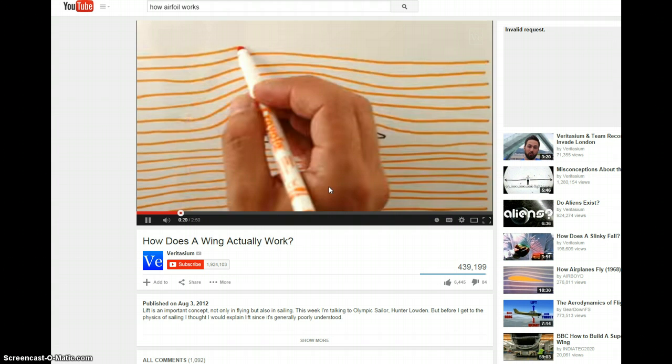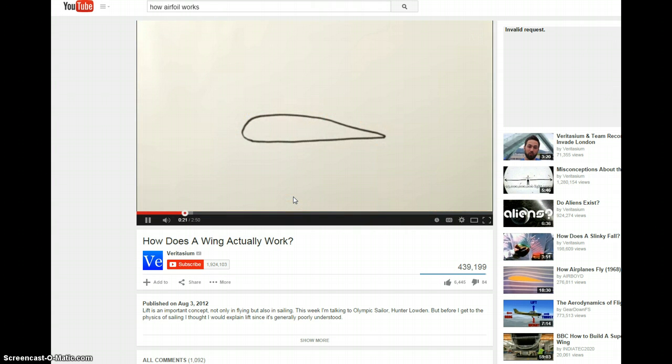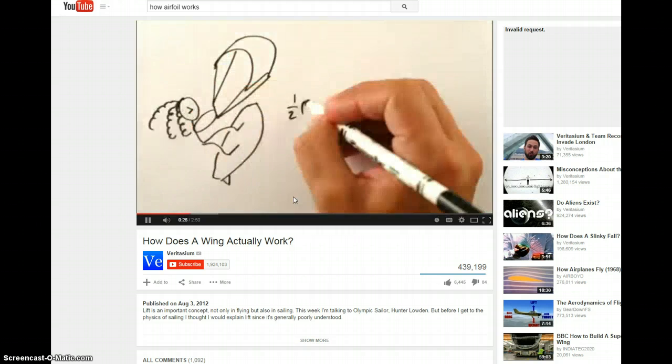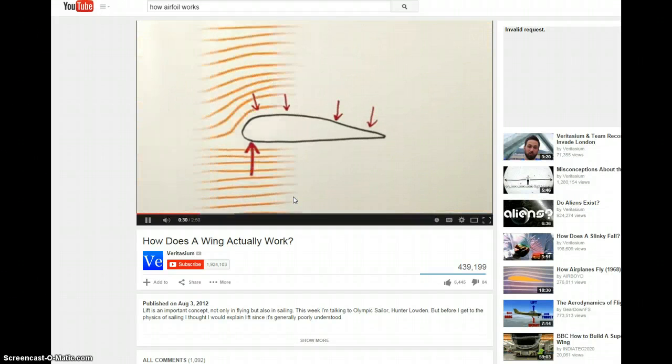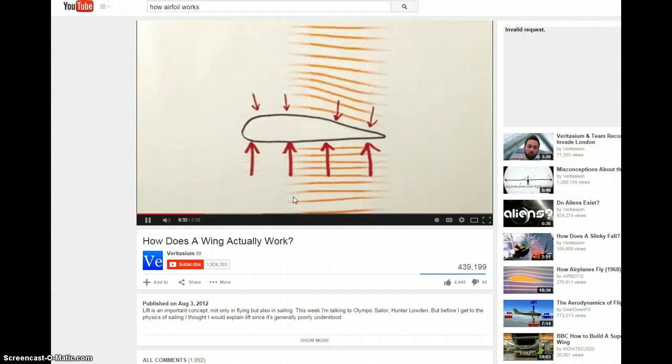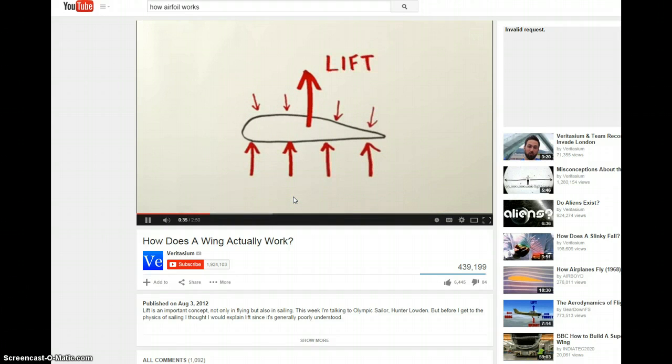The wing must go faster than the air underneath so that both streams meet up simultaneously at the trailing edge. According to Bernoulli's principle, faster flowing air exerts less pressure than the slower air beneath the wing. This pressure difference creates an upward force, lift. Job done.